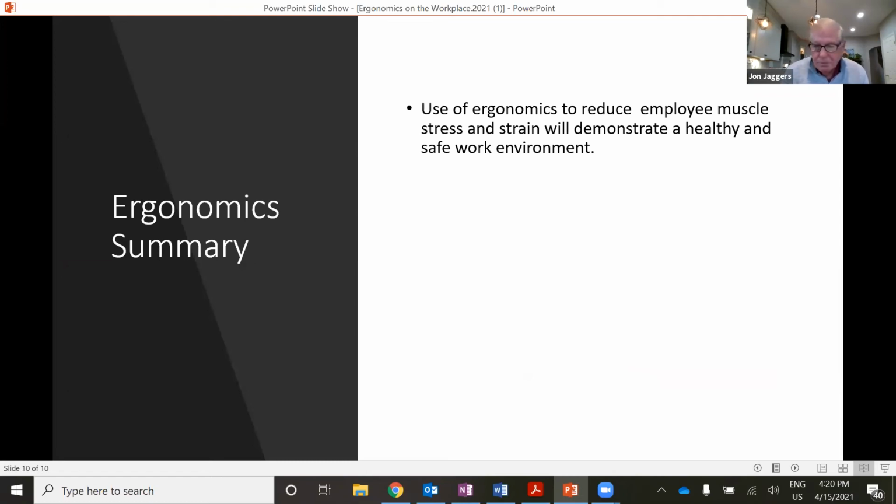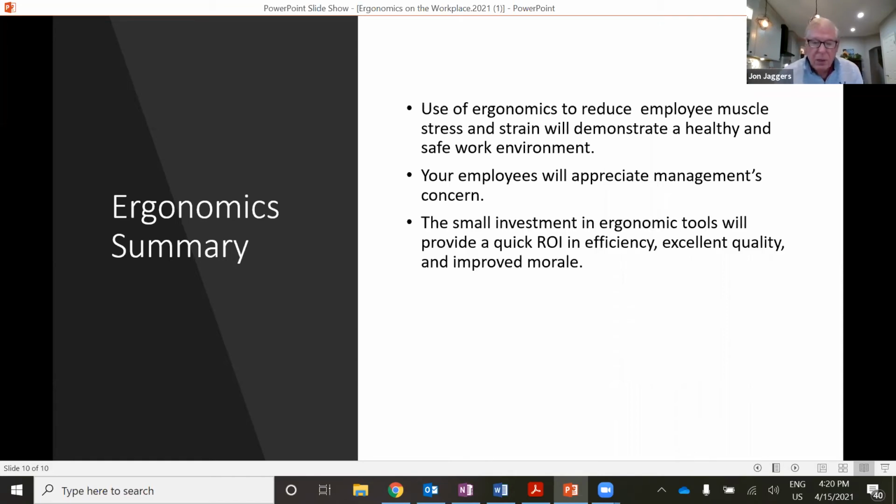Okay, so ergonomics helps you reduce employee muscle stress and strain, and it demonstrates a healthy and safe work environment. Your employees will certainly appreciate that. They'll be more productive, and you'll have better quality. And I think there's a couple more. So really, for the small investment in those tools, you're going to get a quick return on your investment in terms of efficiency, quality, and morale.